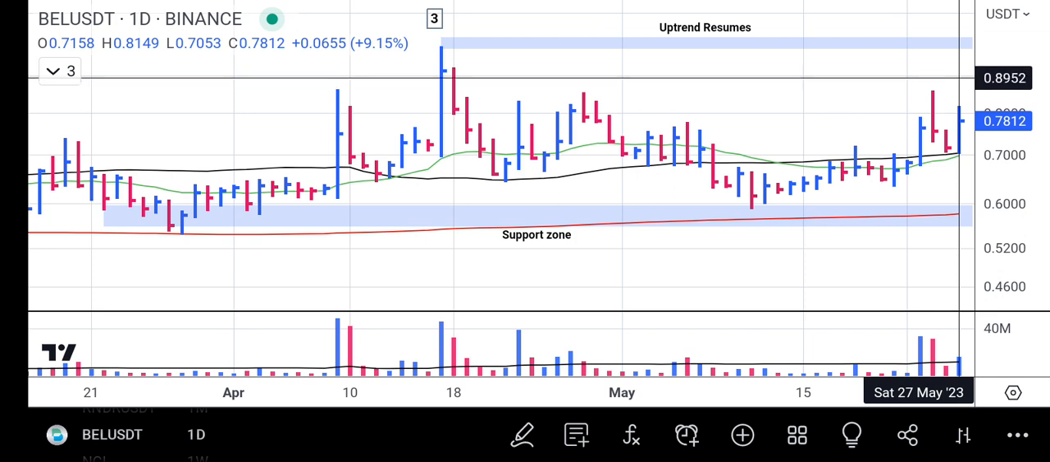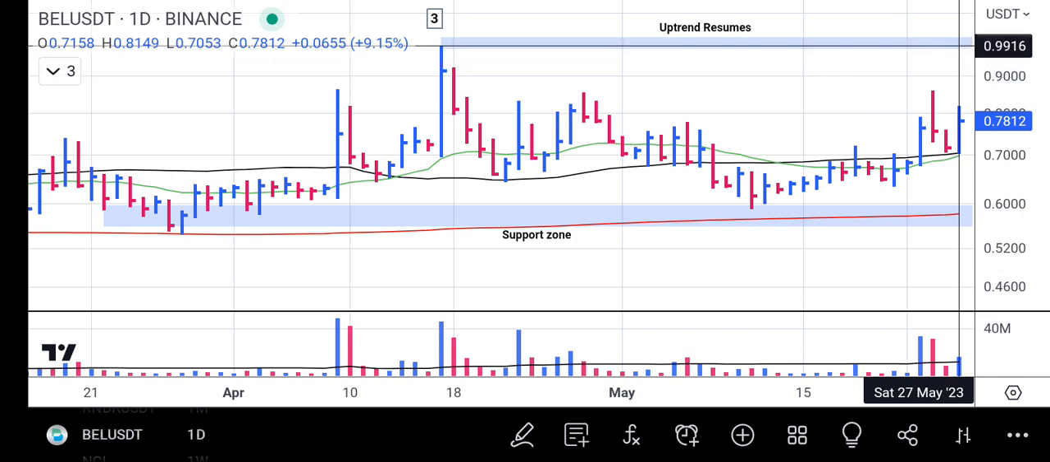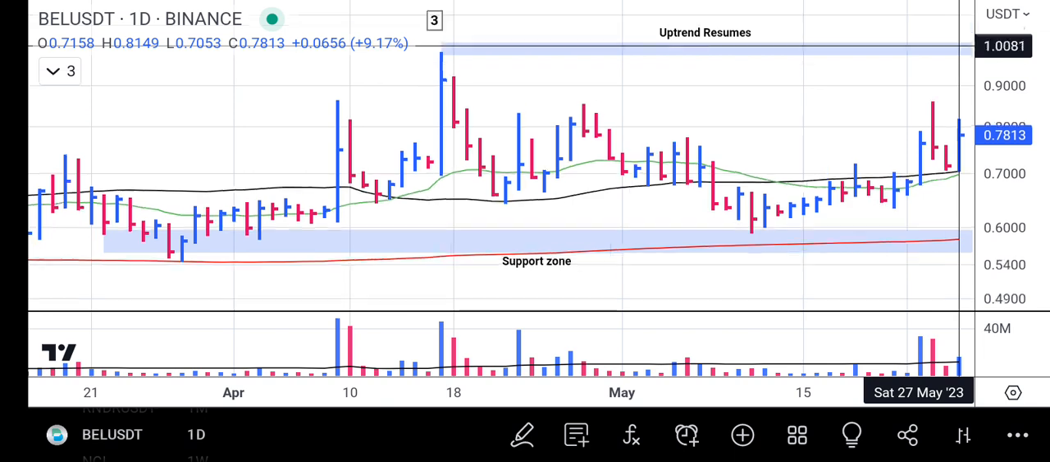Our focus from here is now point 3. The position has started already, but we are waiting for where we are going to add more to this position. And if BEL protocol finally trades to point 3 and breaks out above point 3, then the uptrend will resume in BEL protocol and it will continue its rally.